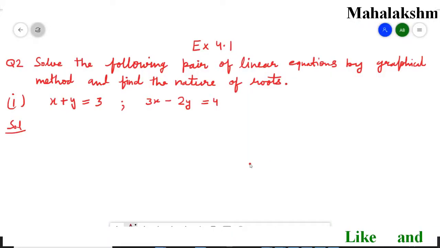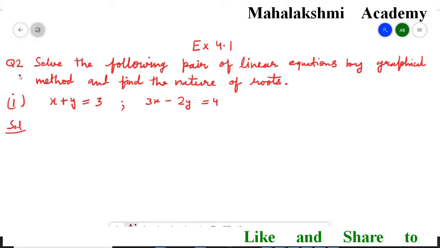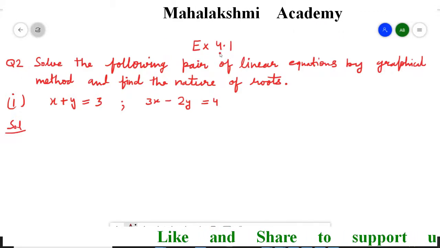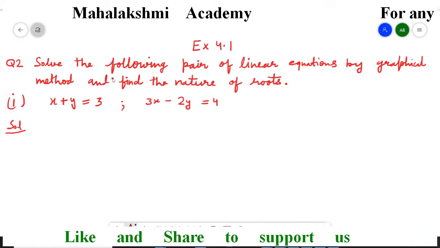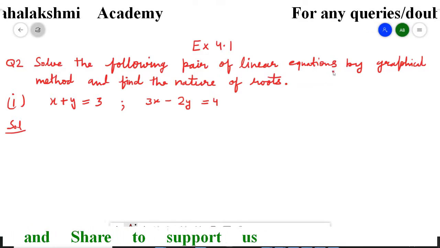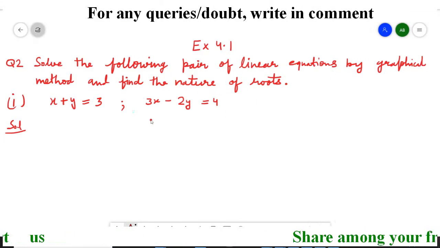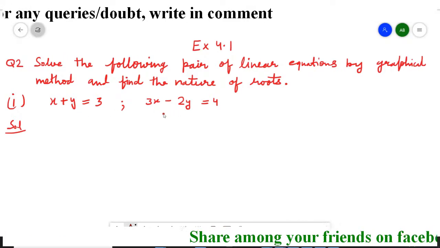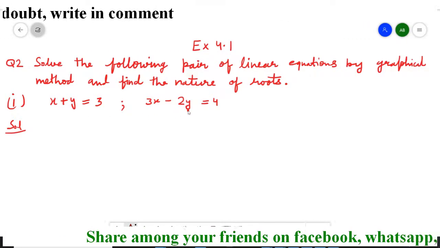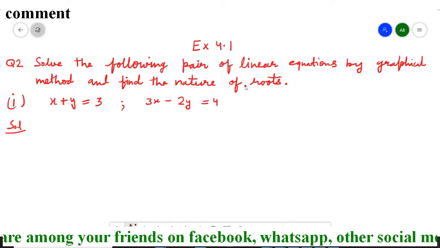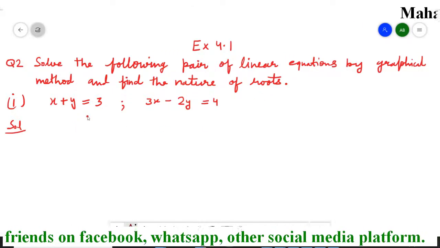Hello everyone, I am going to explain question second from exercise 4.1, and this question belongs to 10th class maths. Solve the following pair of linear equations by graphical method and find the nature of roots. So a pair of equations is given to us, we have to draw the graph and with the help of the graph we have to describe the nature of roots. So we will start to make the graph.